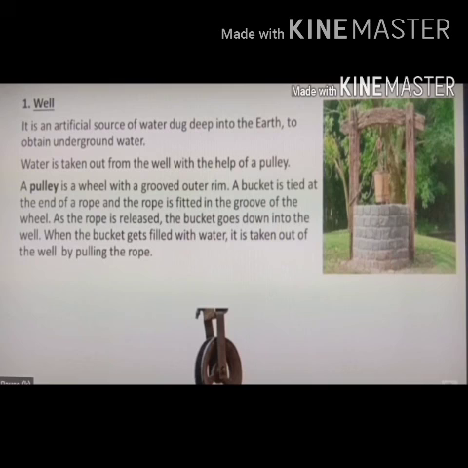Tube wells and wells are still used as a source of water in villages and in some areas in towns where water supply is not available. So children, wells are very common and you can see in your neighborhood or in your own house a well is there, and how we can take out the water through that.